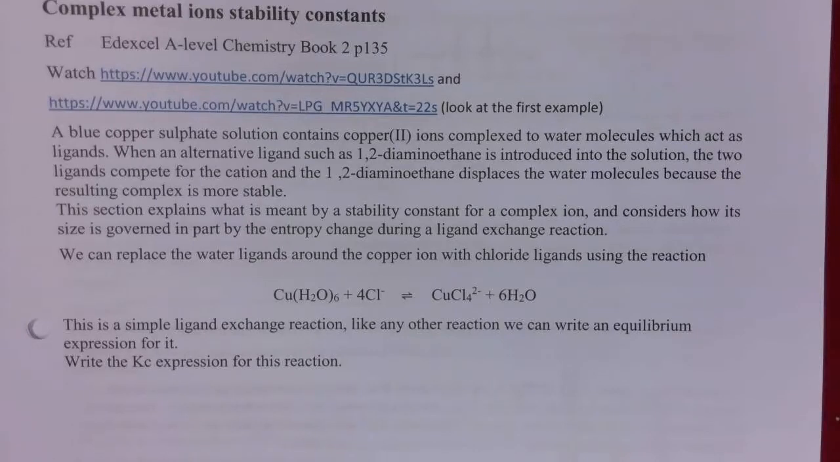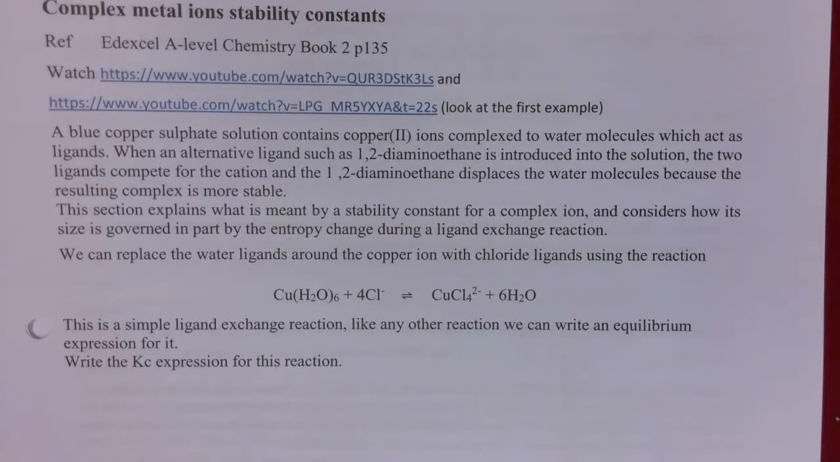So we're moving on to look at complex metal ions' stability constants. We know that some ligands are able to displace other ligands. For example, with copper 2+ ions complexed with water molecules in the hexa-aqua ion, if you add an alternative ligand, such as 1,2-diaminoethane, that will displace the water ligands because the resulting complex is more stable.